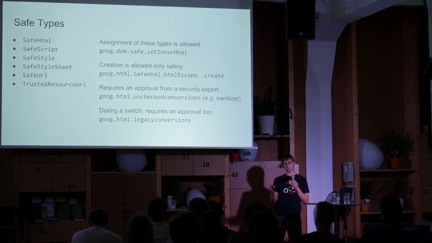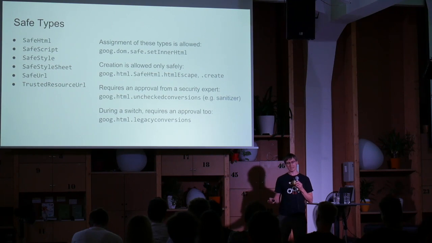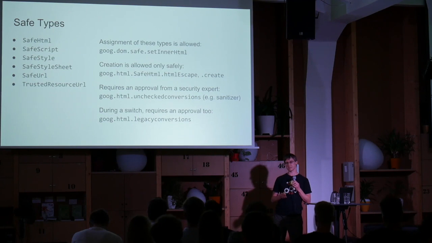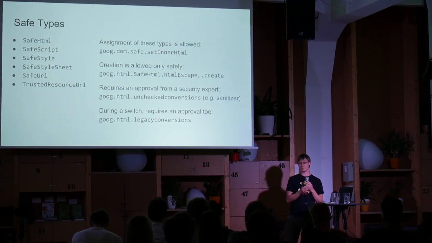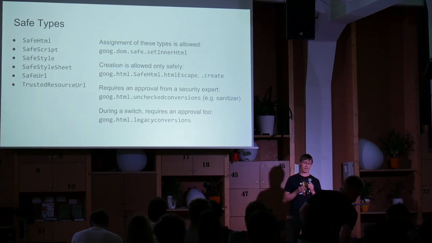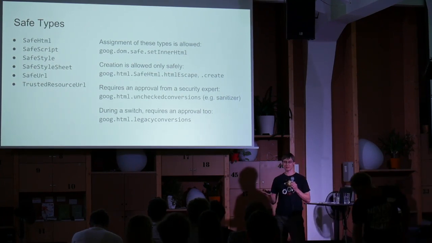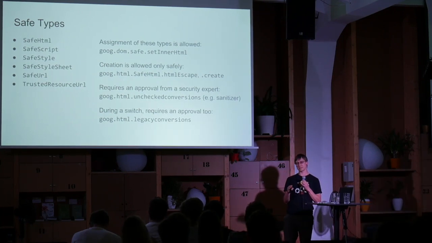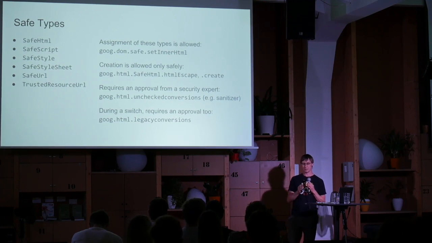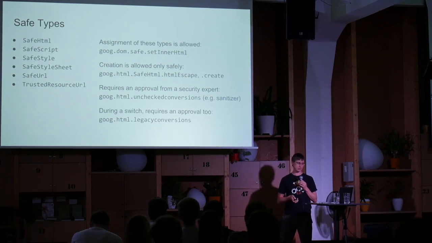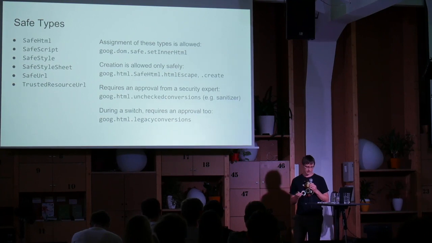And then you can pass this safe HTML around your application. And when you need to use it, you call our API that accepts safe HTML and does something with it, right? So for example, if you want to assign inner HTML, we have an API called Google safe set inner HTML, and it is the only place that is allowed to assign inner HTML. Everything else is forbidden, right? So if you compile the code, it doesn't allow you to use inner HTML anywhere else.